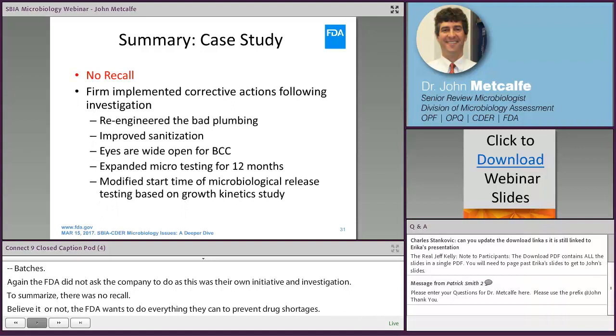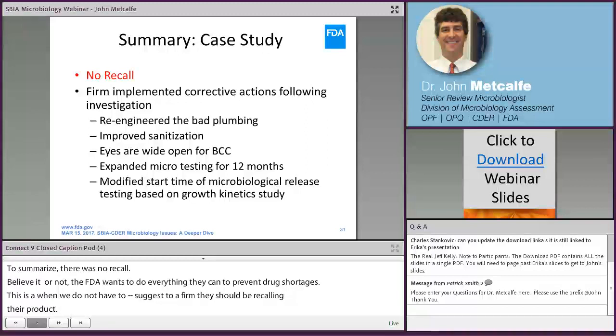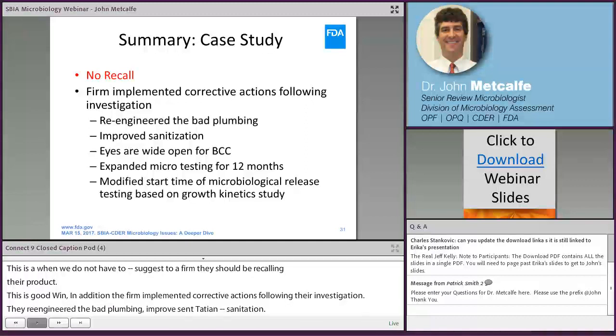In addition, the firm implemented several corrective actions following their investigation. They re-engineered the bad plumbing. They improved the sanitization of their purified water system. I'd like to think that their eyes are wide open in terms of BCC. They told us they were going to perform expanded microbiological testing for a year.